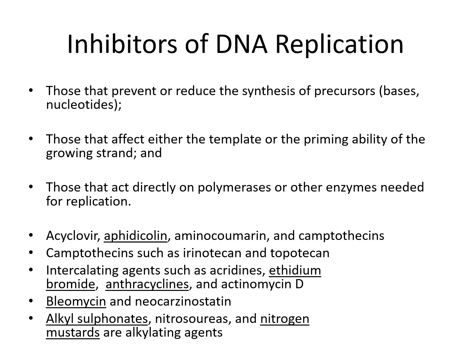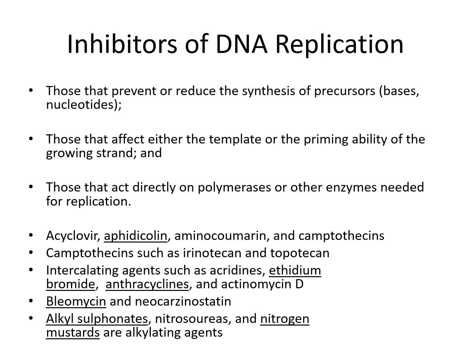So inhibitors of DNA synthesis can be used in the laboratory and in the treatment of bacteria, virus, and neoplastic disease. These inhibitors can be divided into 3 main classes. For example, they can be used to prevent or reduce the synthesis of precursors, like the nucleotides, or they can affect either the template or the priming ability of the growing strand, and also those that act directly on polymerase or other enzymes needed for the replication.